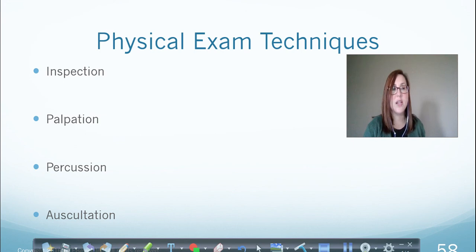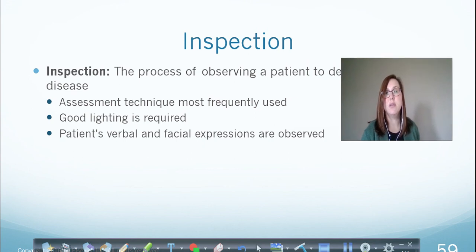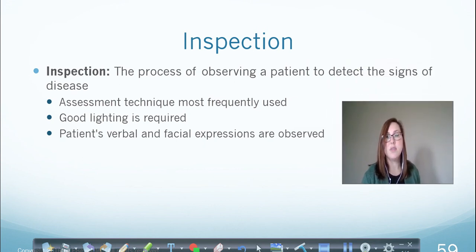So, different types of techniques. We're going to talk about inspection, palpation, percussion, and auscultation. So, inspection. That's the process of observing a patient to detect signs of disease. That's an assessment technique that is used often.